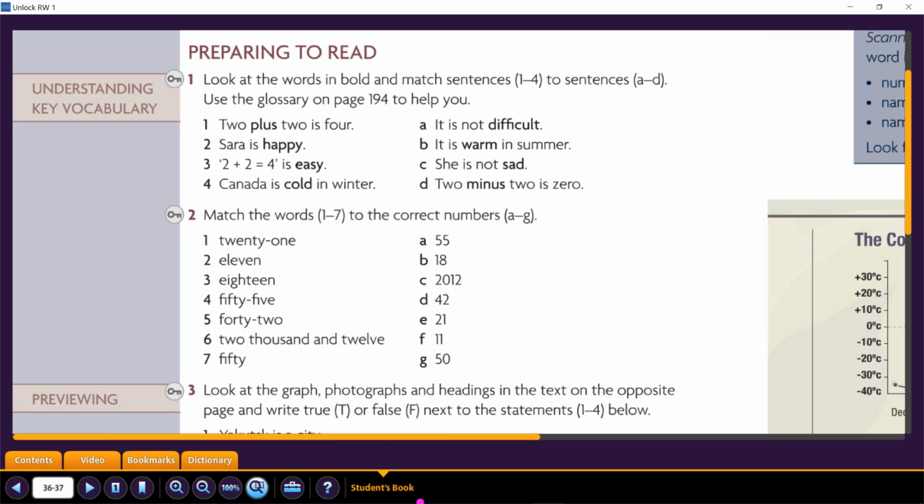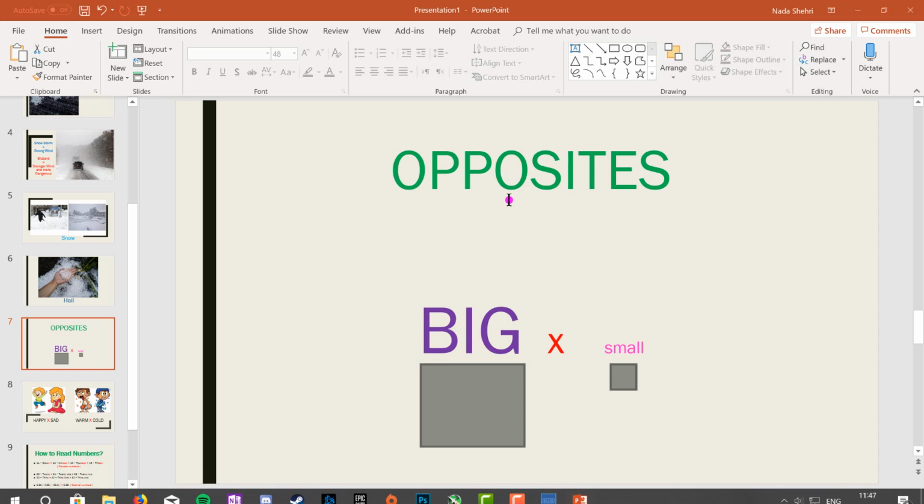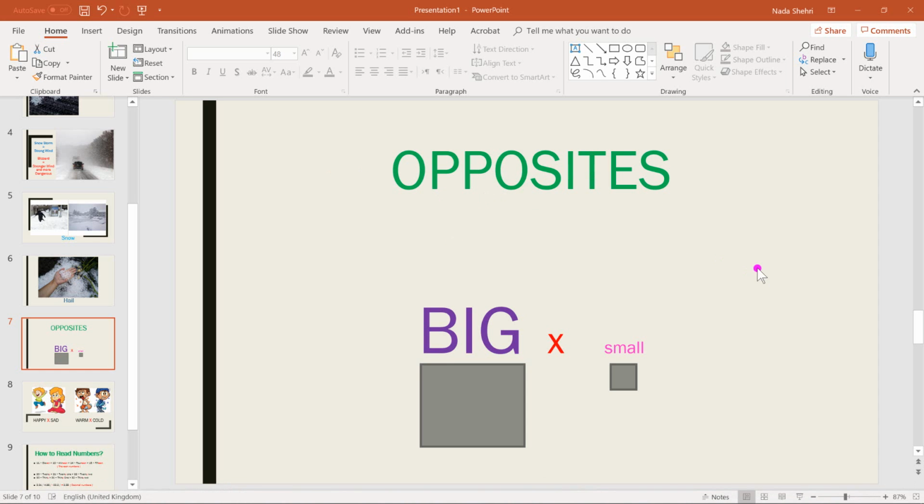Do you remember, ladies, something we call opposites? We talked about this concept during one of the previous lectures. Opposites. Like, for example, big is the opposite of small. Small is also the opposite of big. Here is a big box, and here is a small one. These two are opposites.